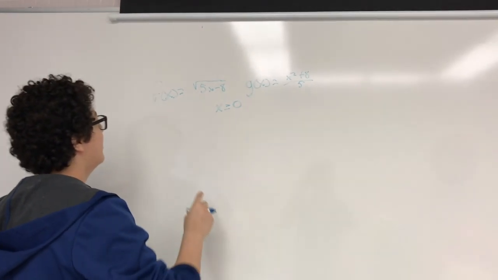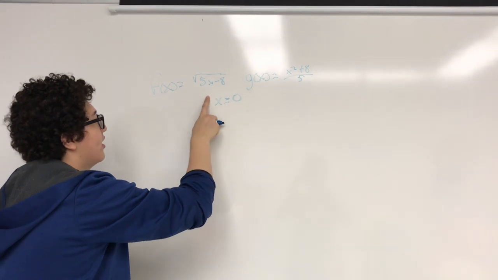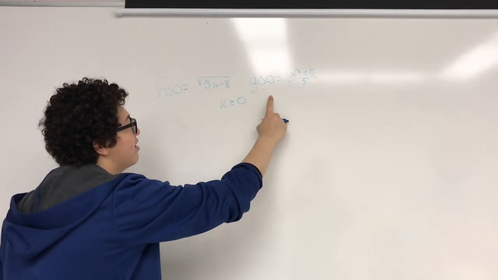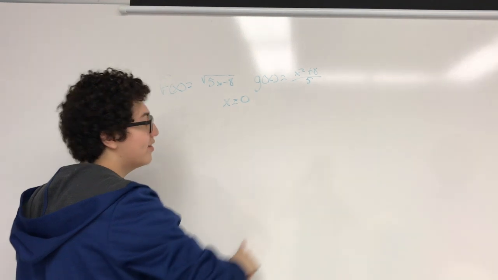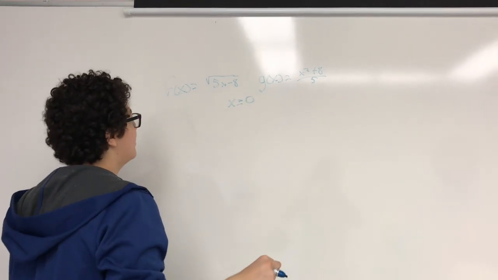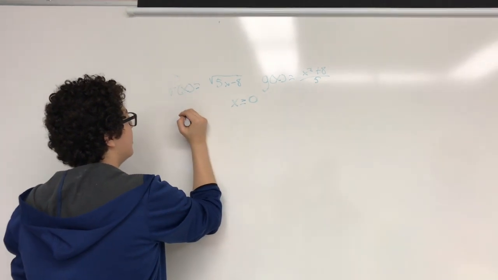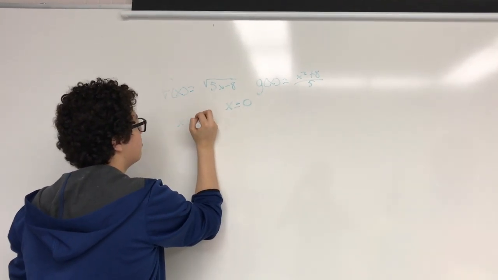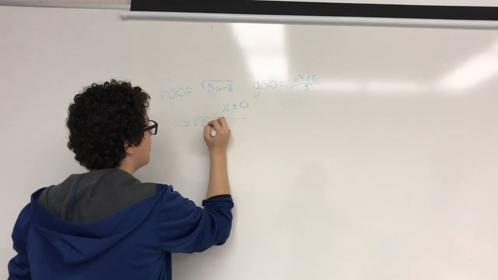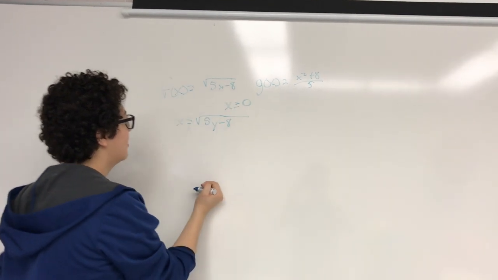The second example is f of x equals square root of 5x minus 8 and g of x equals (x squared plus 8) over 5. So we have to do the same process. We substitute y for x and x for y. So x equals square root of 5y minus 8.